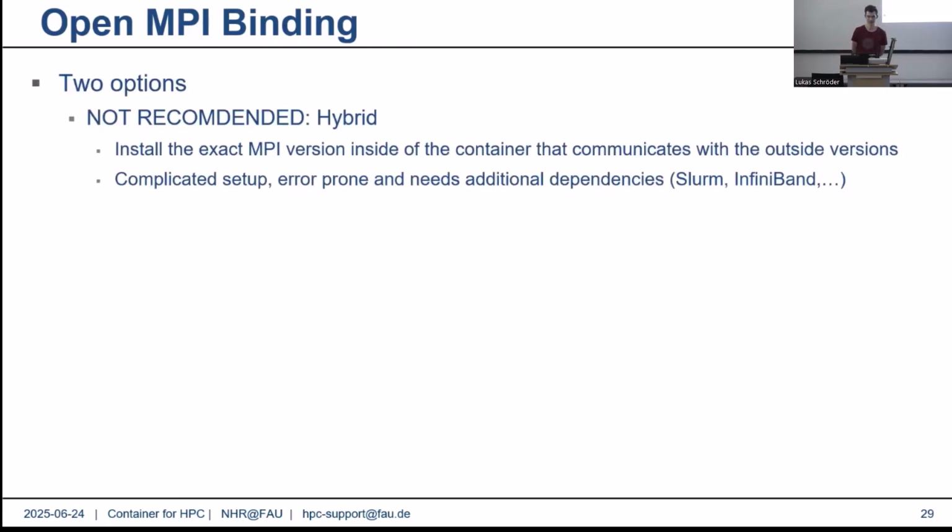At first, the option that is not recommended is called hybrid. There the OpenMPI version outside of the container, present on the cluster, communicates with an OpenMPI version installed in your container. In theory, this should make it easier to use on different systems because you have OpenMPI installed in your container. But the problem is that you have to match the exact MPI version, and this can introduce a lot of hassle, so it's really not recommended. Also, you need additional dependencies for Slurm to work, or InfiniBand and so on. So for now, it's not recommended to use.